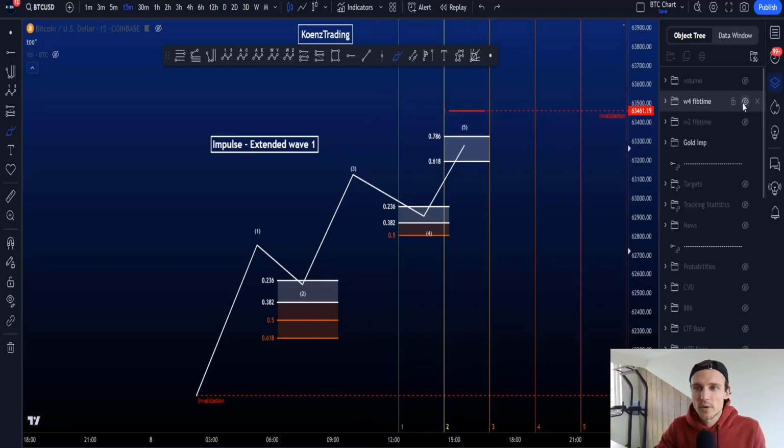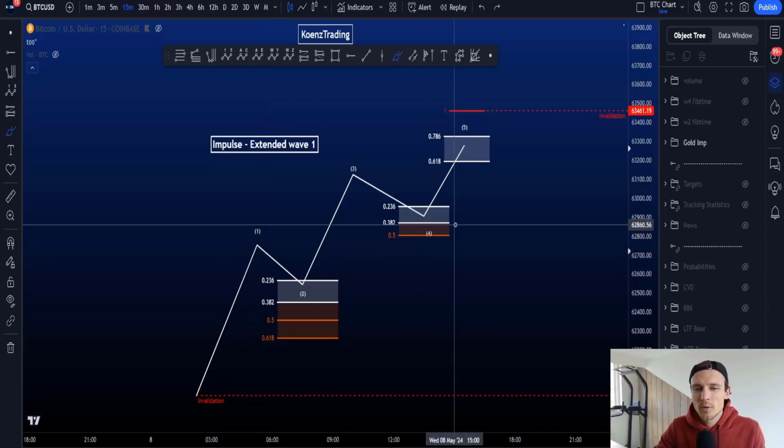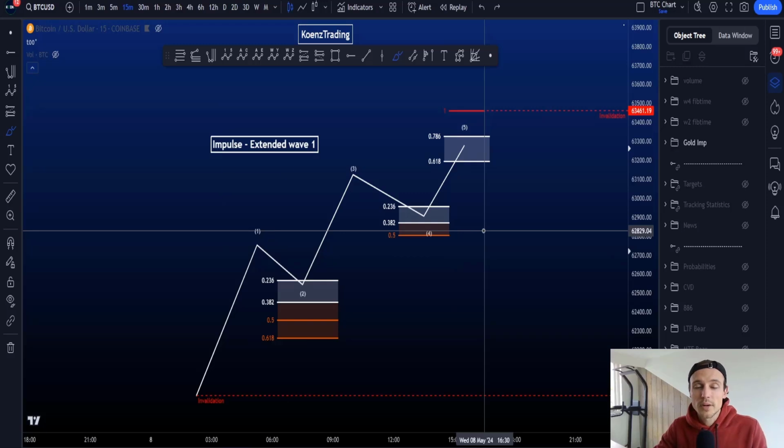Then we're looking for a wave 5 towards the upside, but because wave 1 is extended, in this scenario we don't really compare wave 1 and wave 5 in time, compared to a normal regular impulse where wave 3 is the extended structure.